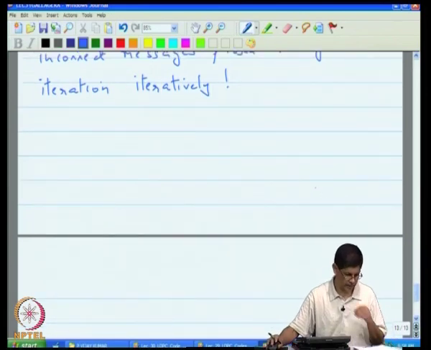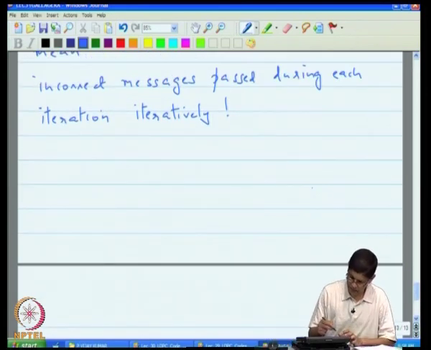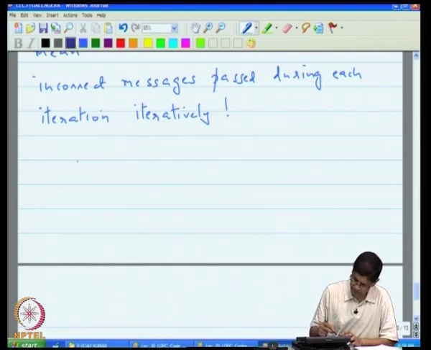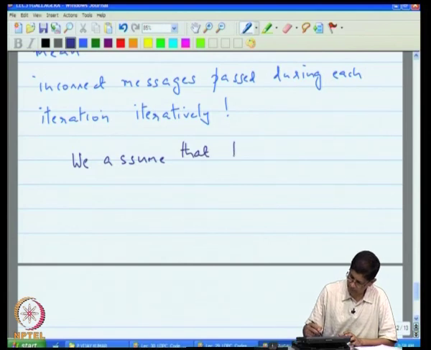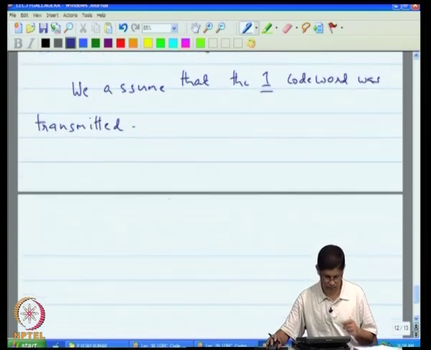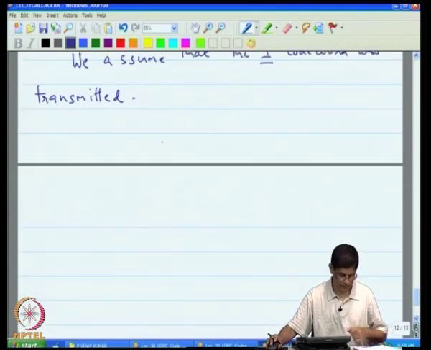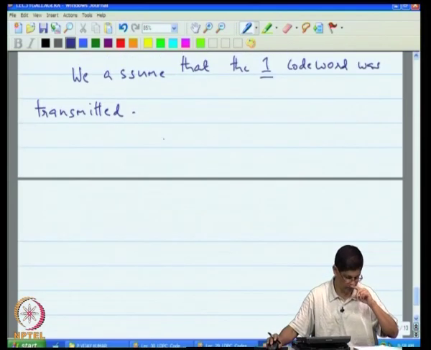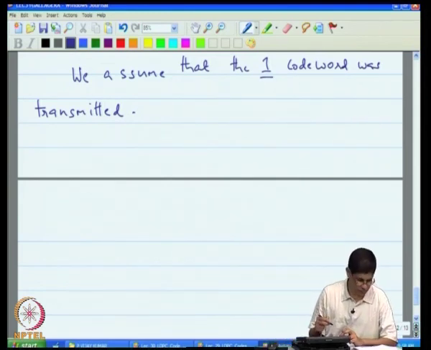So, to recall our assumption, we assume that the all one code word was transmitted, and we will introduce some symbols now.